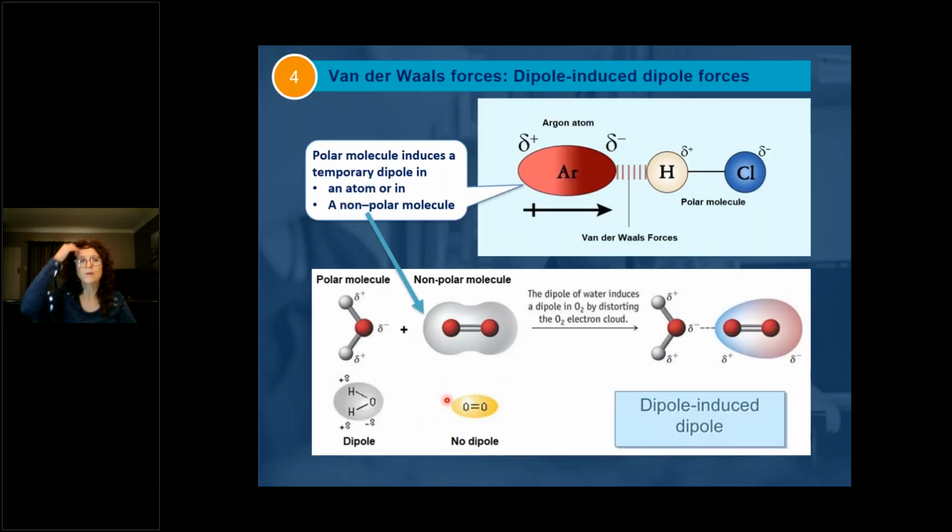Now another van der Waals force is a dipole-induced dipole. Here we have again the hydrogen chloride dipole molecule. That's a polar molecule, that's also a dipole. And argon is a noble gas. It does have the right number of electrons in the outer energy level. So the polar molecule induces a temporary dipole in an atom or a non-polar molecule.